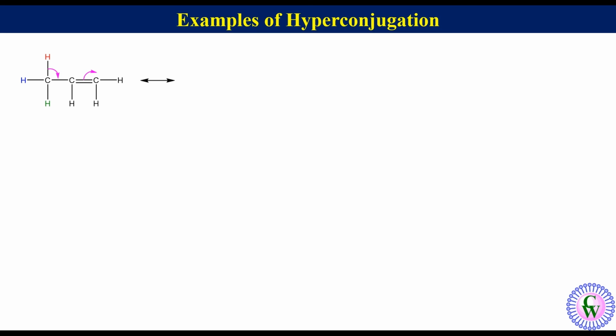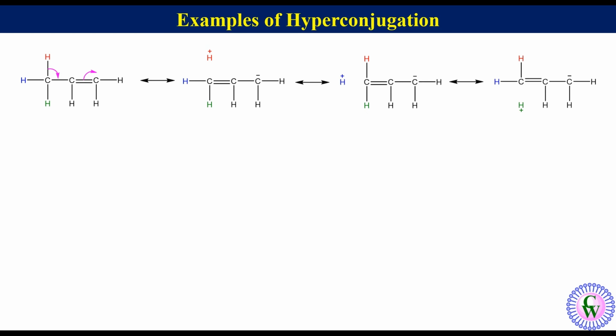This leads to the formation of H plus and allyl anion. Since there are 3 such sigma bonds, there will be 2 more such structures formed by delocalization of 2 other CH sigma bonds. These structures are called hyperconjugative structures.